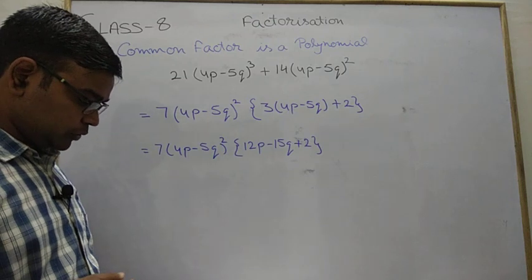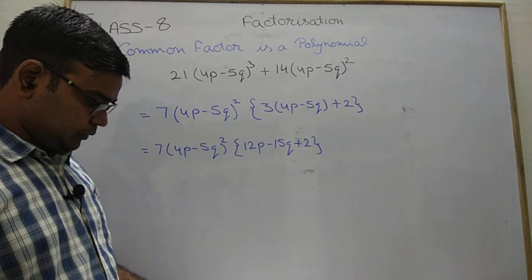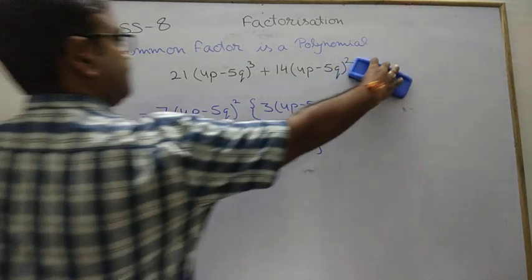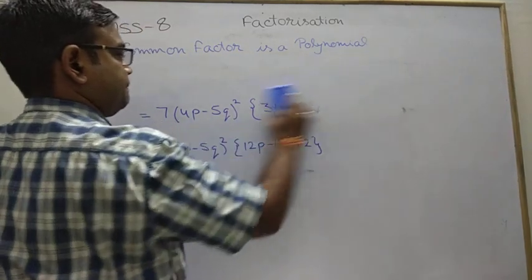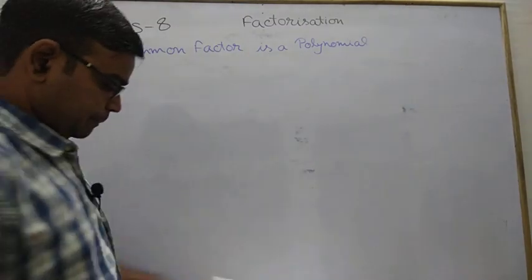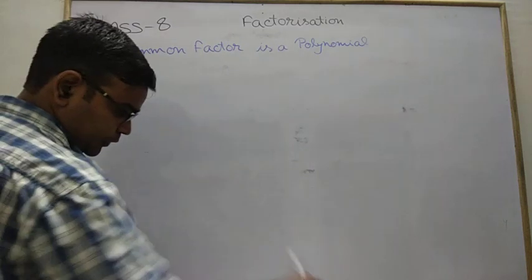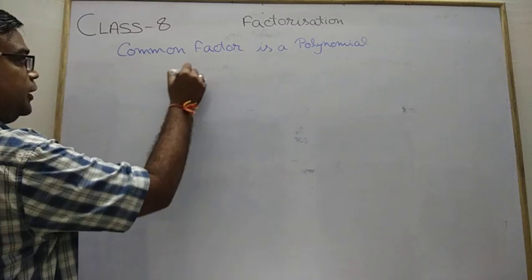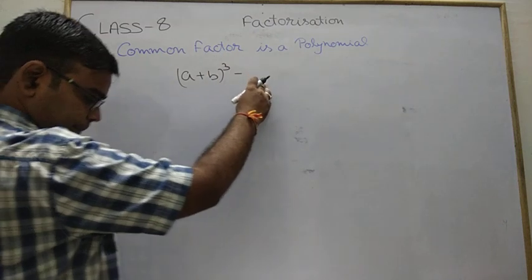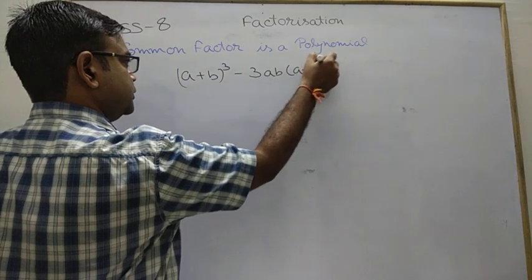I wish to solve one more question. That is your question number 11 given in the book. I hope it's a good question. It is (a plus b) whole cube minus 3ab into (a plus b).